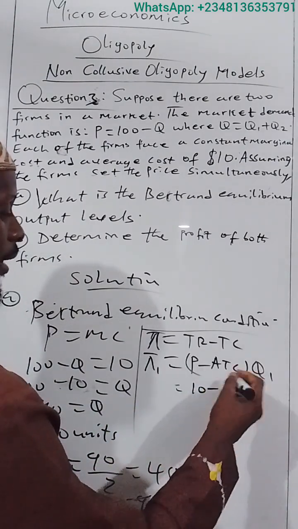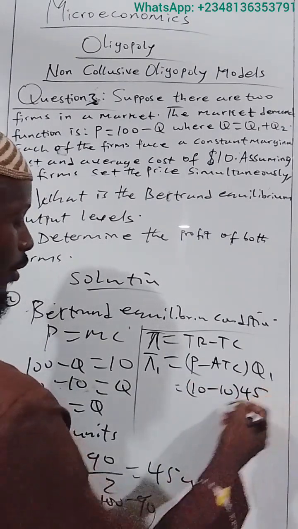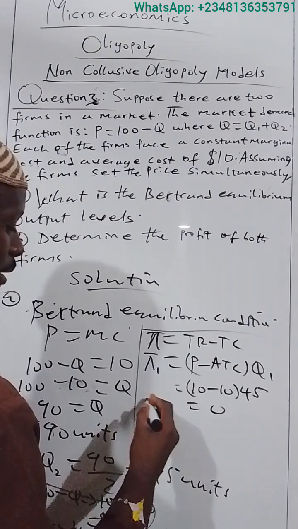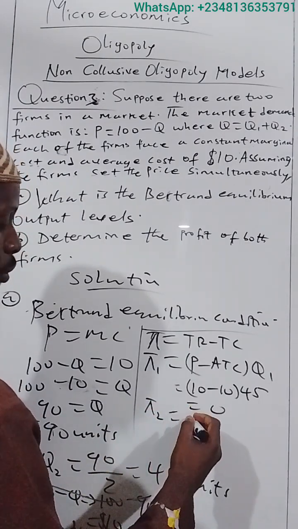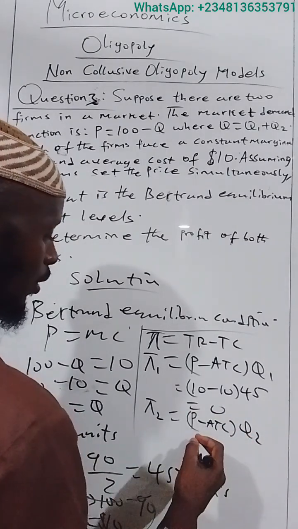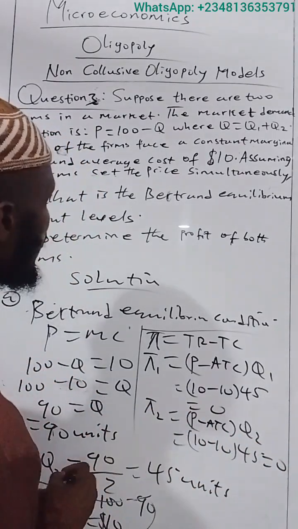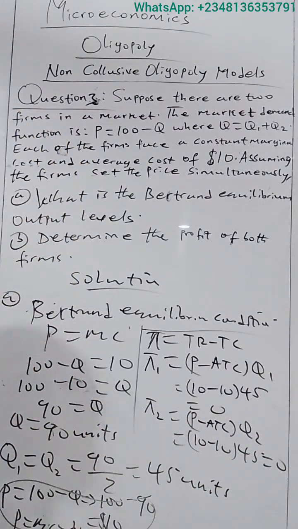Therefore, for firm 1 we have 10 minus 10, multiplied by the output of firm 1, which is equal to 0. For firm 2, we have P minus ATC, multiplied by Q2, which is 10 minus 10, multiplied by 45, which is always equal to 0. And this confirms that this is the Bertrand equilibrium. Because in the Bertrand equilibrium, firms compete with price because they choose the price simultaneously, and none of the firms in the market is going to make a profit.